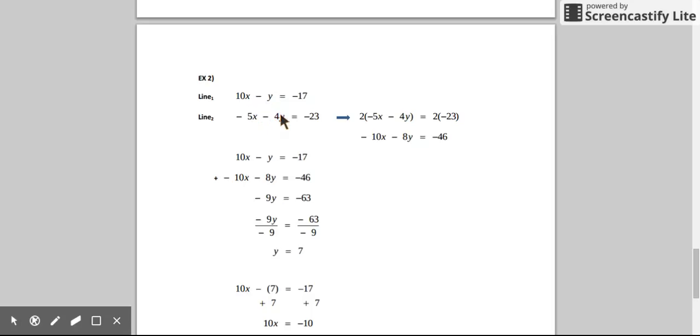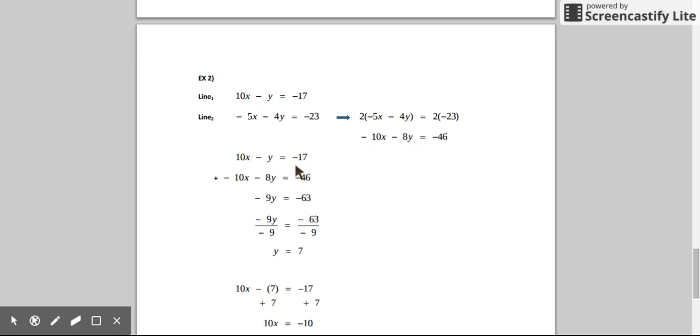So in order to cancel a negative 4y, I would need this to be positive 4y. So I would need to multiply by negative 4 to make it positive 4y. So we can multiply everything on the top equation by negative 4. I chose to cancel the x's just because it's multiplying by a little smaller number. So I'm going to multiply everything in this bottom equation, or line 2, by positive 2, doubling every term. So I get negative 10x minus 8y equals negative 46.